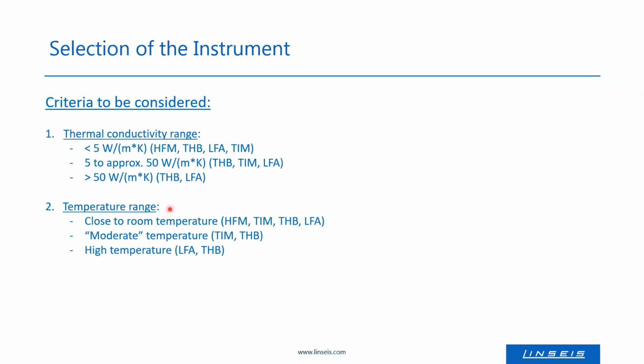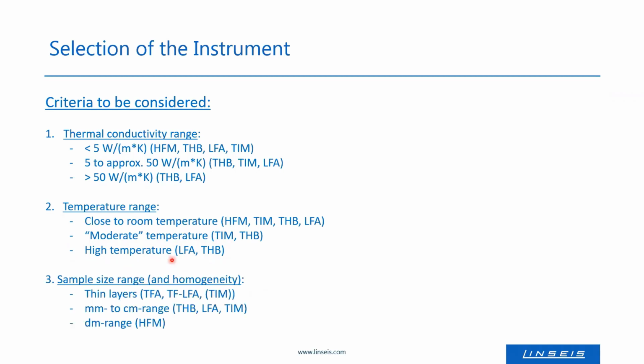The second criterion is the temperature range. Some instruments work close to room temperature or at low temperatures, others in a moderate temperature range, and mainly the laser flash and also the Transient Hot Bridge can go to very high temperatures. The third criterion is the sample size and the homogeneity of the sample. Some analyzers may analyze thin layers in the micrometer or sub-micrometer range, others in the millimeter to centimeter range, and mainly the heat flow meter can analyze samples in the decimeter range.